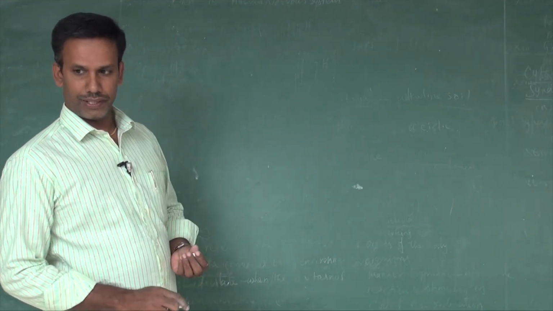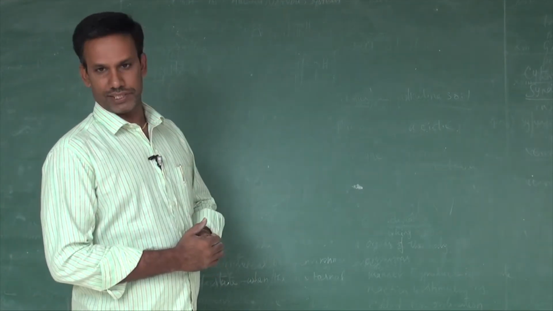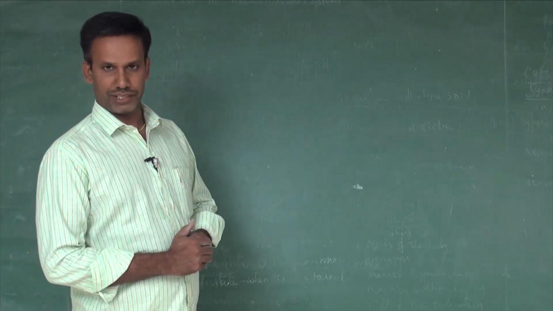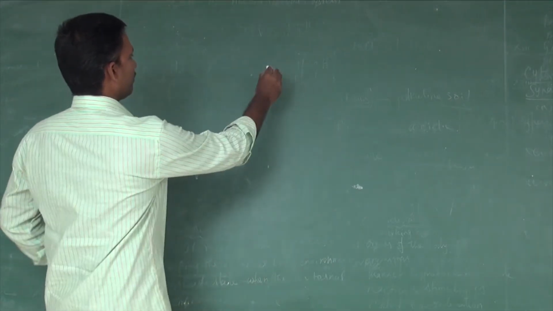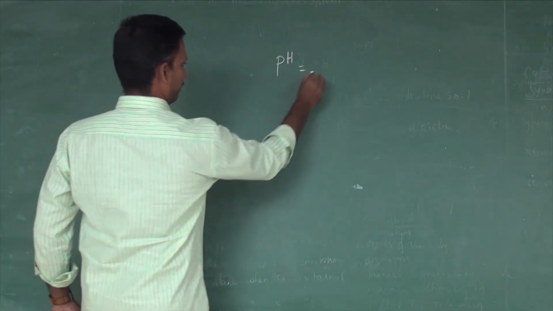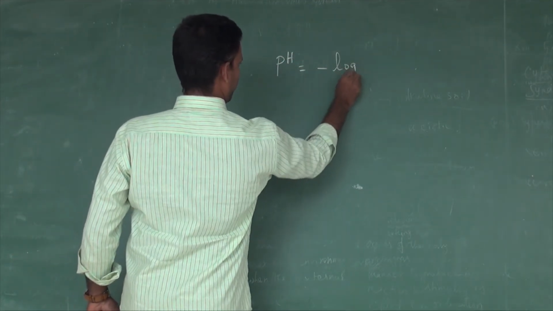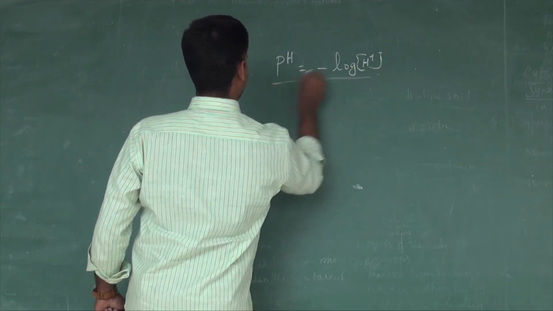Okay. So far we have seen what is pH, what is a pH indicator, what is the pH scale and all. Now let us know how to calculate the pH by using the concentration. It is very, very important. pH equals minus log of H plus ion concentration. This is the formula.